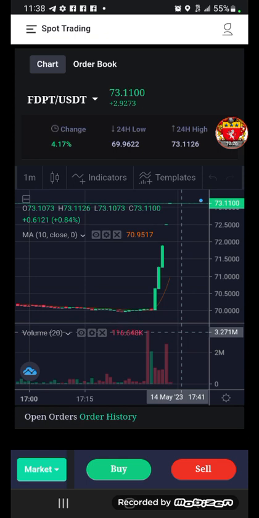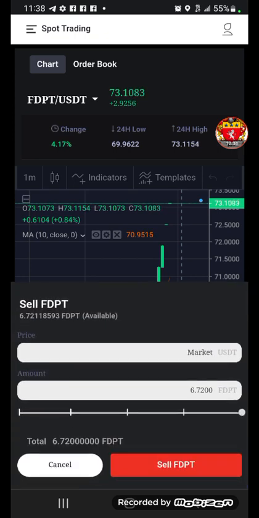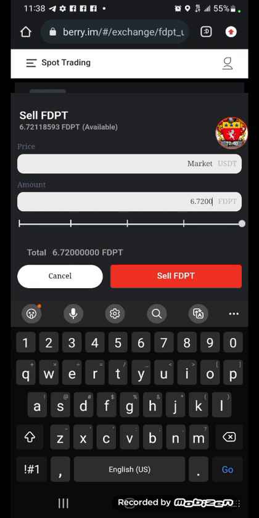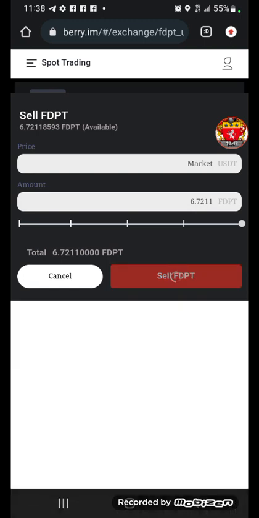And there we go, 73.11. It hits the target. So I'm going to go ahead and click sell, maximize. I'm going to fill in these last two digits here to eliminate residuals. 11. And I'm going to sell.